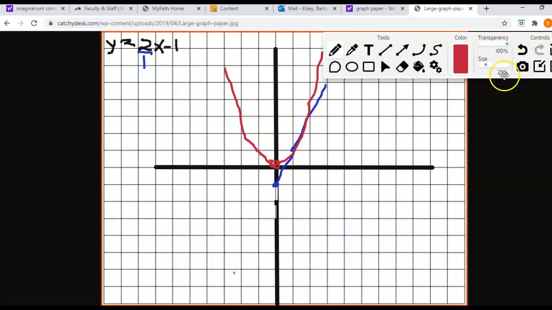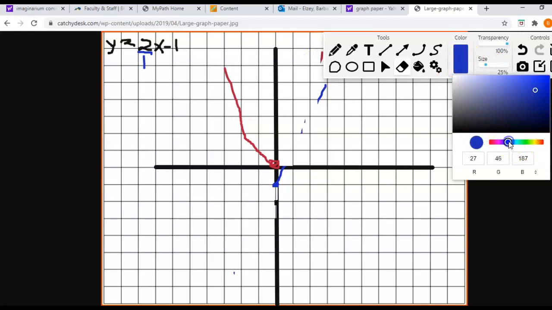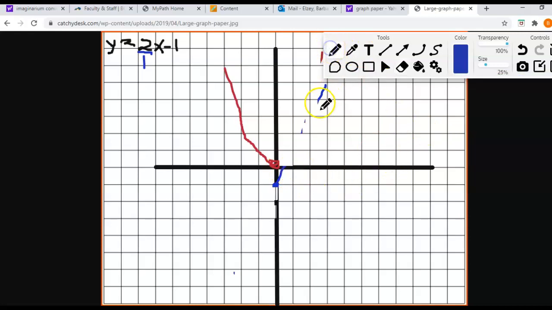Now I'm going to have a little bit of trouble erasing and not erasing some of that blue line, but I'll get the blue line back if I need to here. So if I erase, I'm going to erase some blue line by accident. And I'll put the blue line back. All right, so there's the graph of my piecewise function.